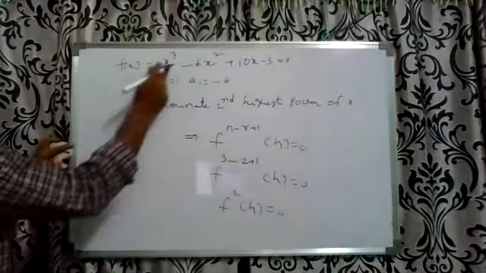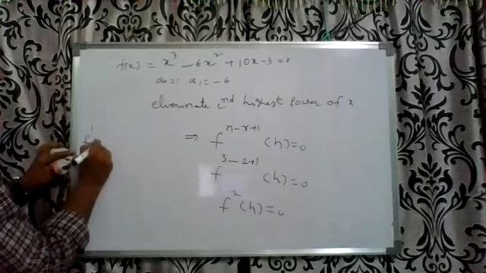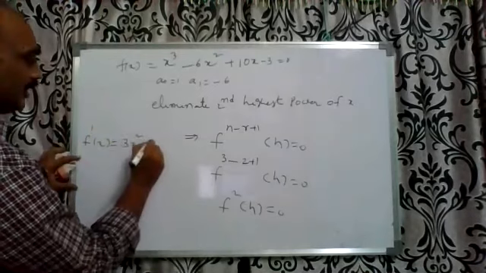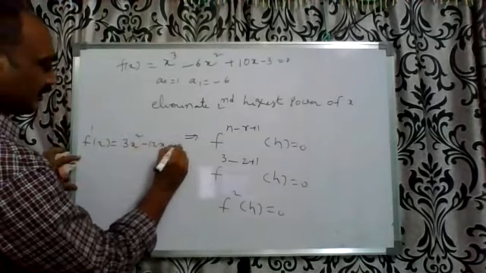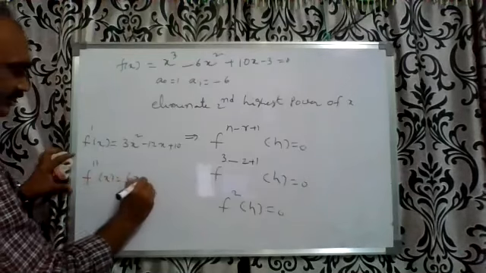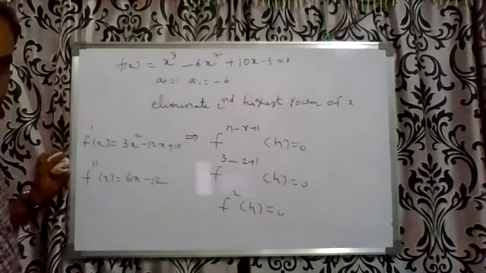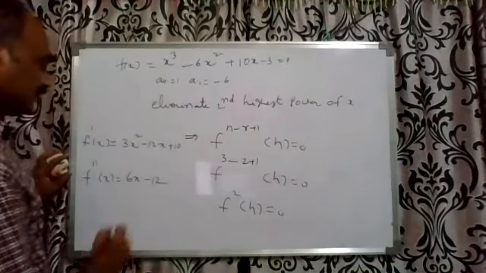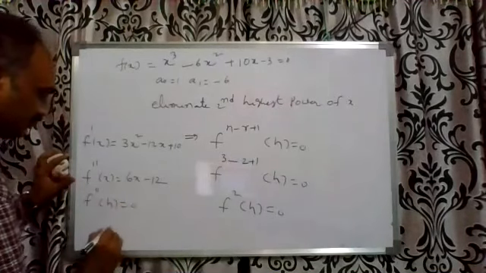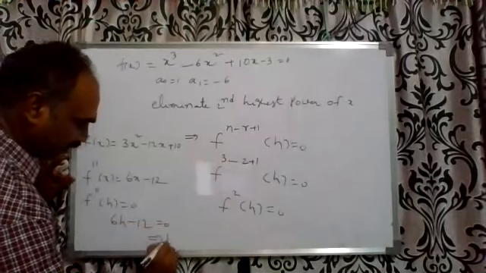Okay, f dash x is equal to 3x square minus 12x plus 10. f double dash x is equal to 6x minus 12. So f double dash h is equal to 0. So 6h minus 12 is equal to 0, which implies h is equal to 2.